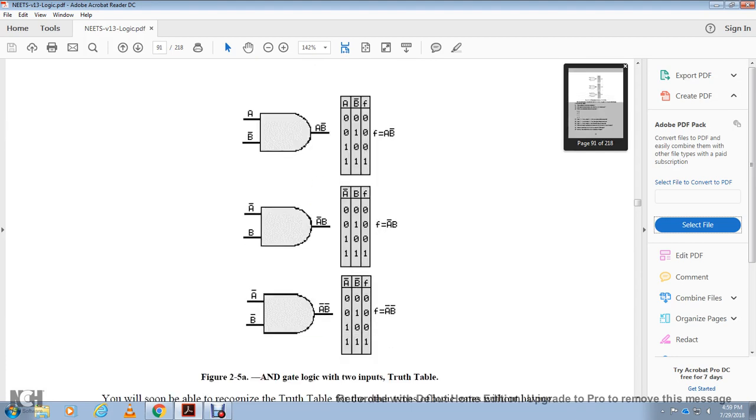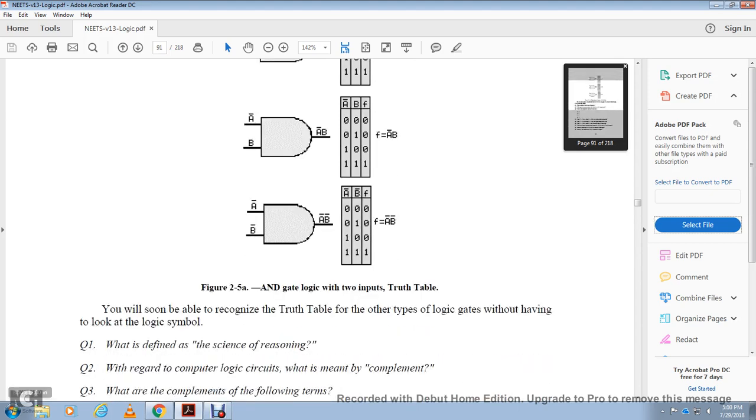Figure 2-5 shows the AND gate with two inputs and its truth table. You will soon be able to recognize the truth table for the other types of logic gates without having to look at the logic symbol.